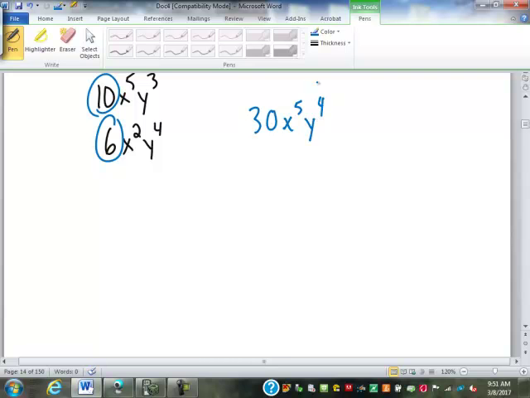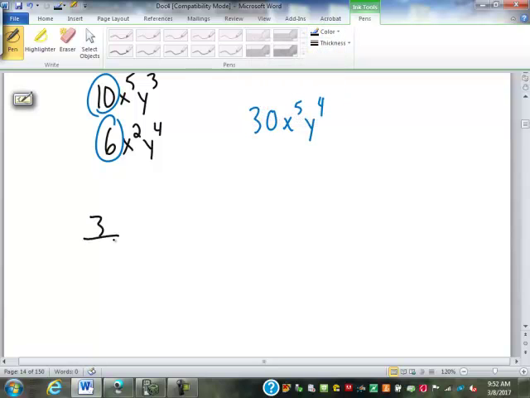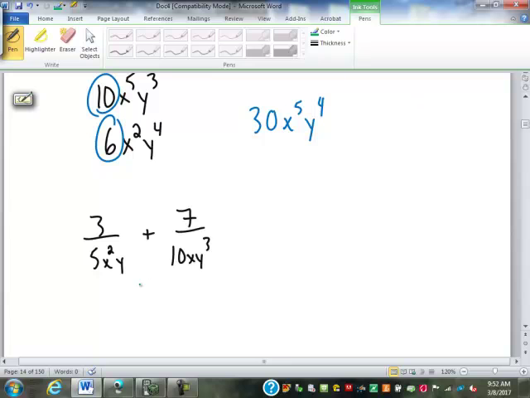For the y, we're going to take y to the 4th. Remember when we were doing fractions and looking for least common denominators, if I had 3 over 5x squared y plus 7 over 10xy to the 3rd, our least common denominator was going to be the 10 for the 5 and the 10, but we take the highest power, so x squared and y to the 3rd.